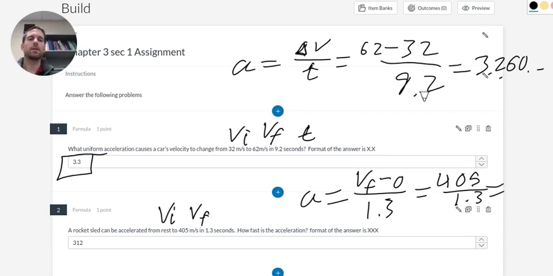All right. So 405 divided by 1.3. Looks like 311.53 more. That's no decimals, so I round that, because that's a 5, I round that up, so 312.